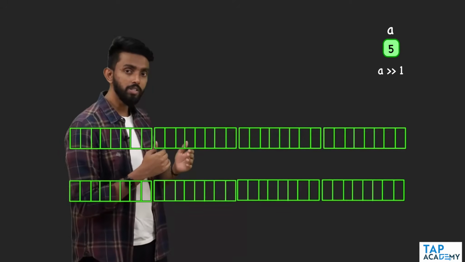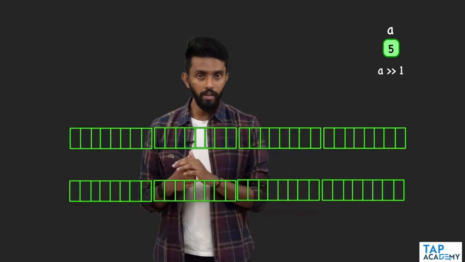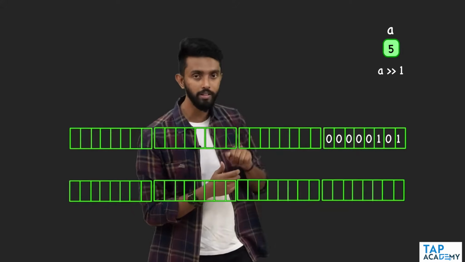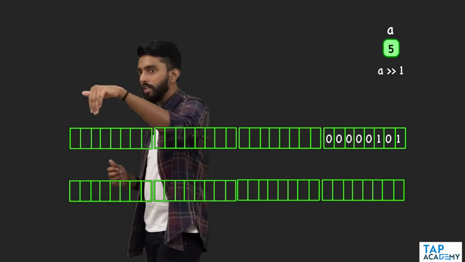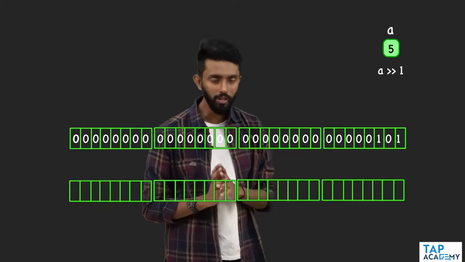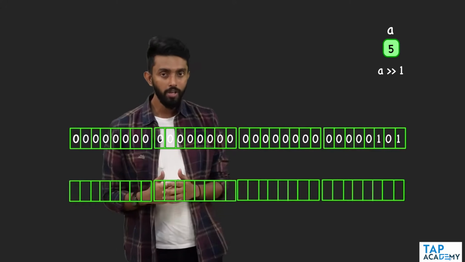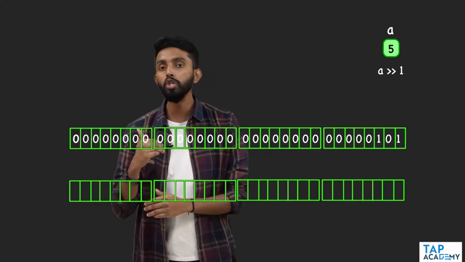Now the thing is, ultimately, 5 will be converted into its binary form. So 5 in binary in just 8 bits looks like this. The last 3 bits are 1, 0, 1. Of course, all these other bits will be filled with zeros. I hope you're able to think. Great. Now, when you say right shift, obviously you're saying every bit must be shifted one position to its right.